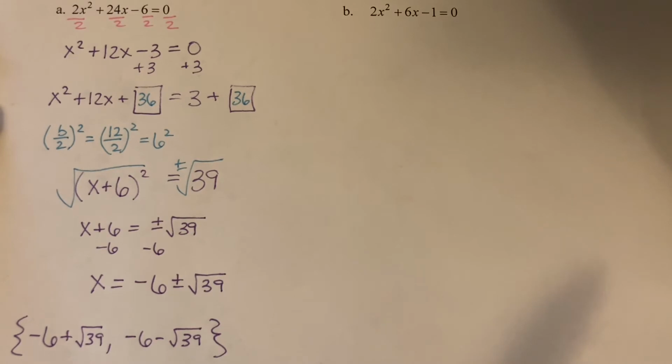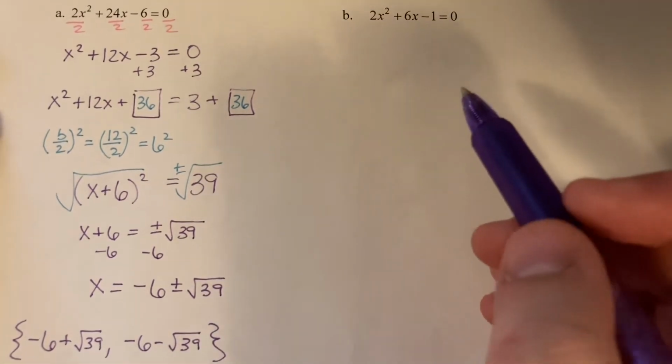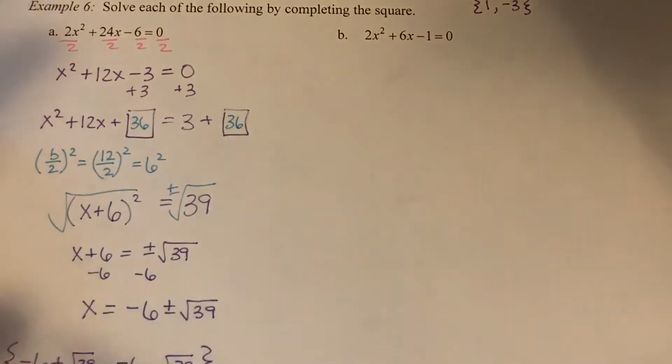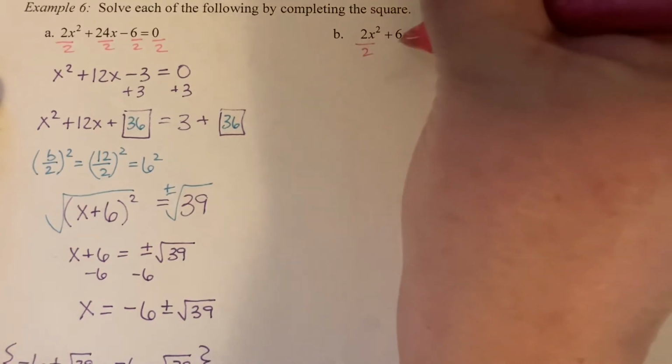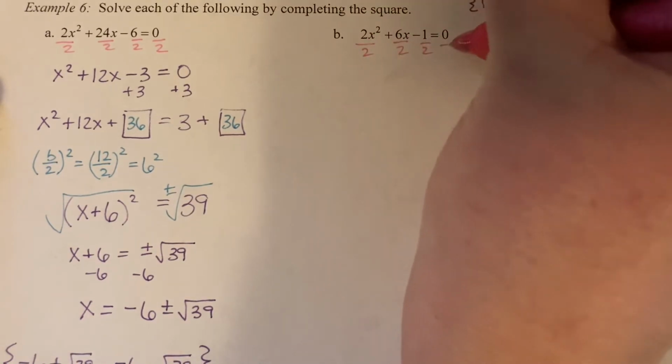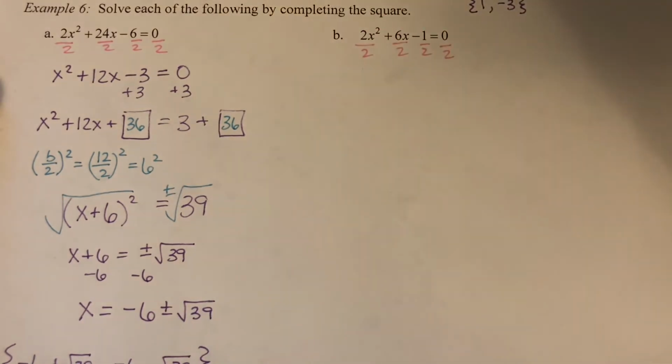All right, let's try another one. 2x squared plus 6x minus 1 equals 0. If I have a leading coefficient here that's not just a 1 out in front of the x squared, I need to get rid of it. And in an equation with an equal sign, we can always just divide everything by 2.